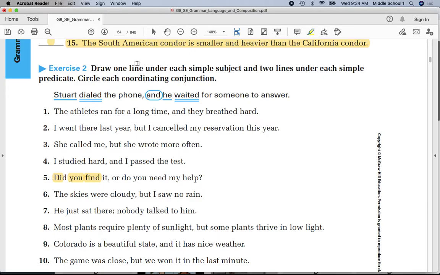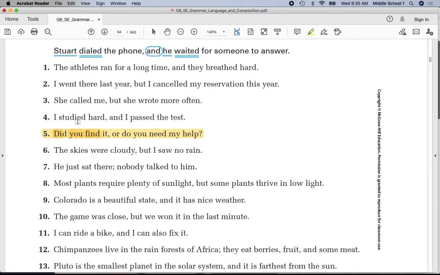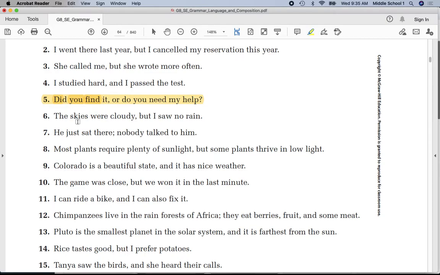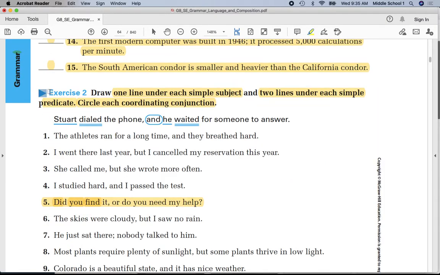So my task is to draw one line under the simple subject. I'm putting 2 lines under each simple predicate. Thirdly, I circle each coordinating conjunction. We did number 5. I'd like for you to do numbers 1 through 4 and 6 through 15 using the directions as they are printed here at the top of the page.